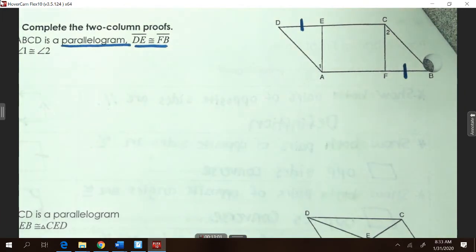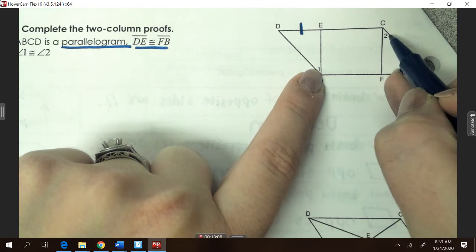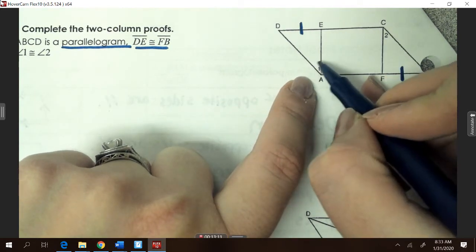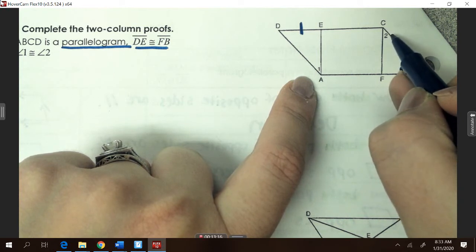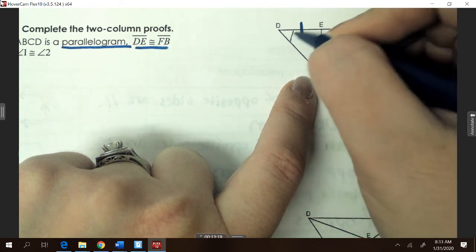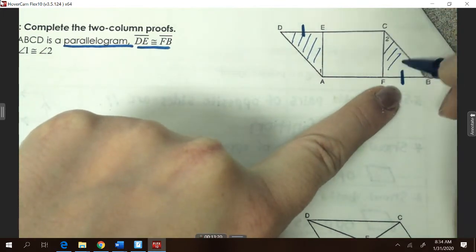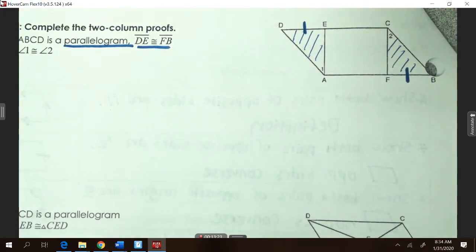Okay. And ultimately, what am I trying to prove here? I'm trying to prove that angle 1 is congruent to angle 2. So I'm trying to prove that this angle is congruent to this angle. The way I'm going to go about doing that is I'm going to prove that these outer triangles right here are congruent triangles using one of our triangle congruence properties. And then I'm going to use the corresponding parts of congruent triangles to show that those side lengths would be congruent. That's where we're headed.